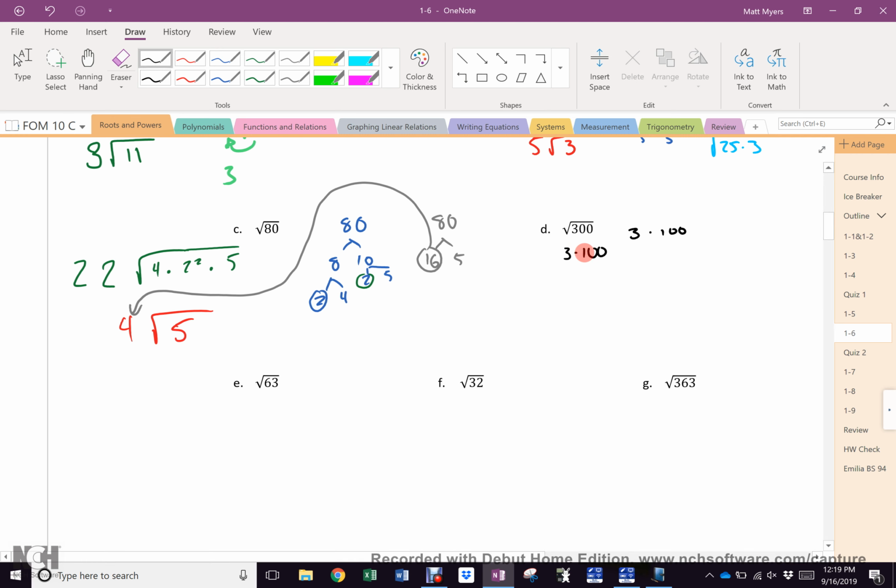Is the square root of 3 or the square root of 100 coming out? Which one has a square root? What is it? So this is 10 root 3, because this is going to bring me out a 10. Does everyone understand?